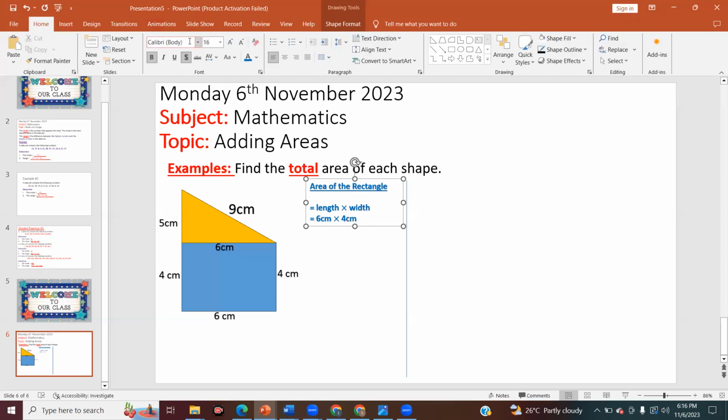Okay. And so what is length times width? What is 6 centimeters times 4 centimeters? That's going to be what? 12 centimeters squared? Really? 24 centimeters squared. 24 centimeters squared.